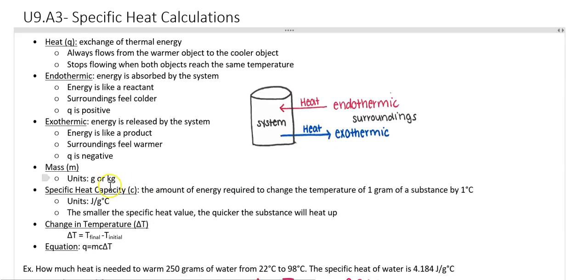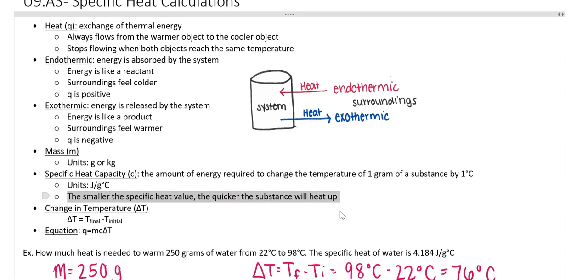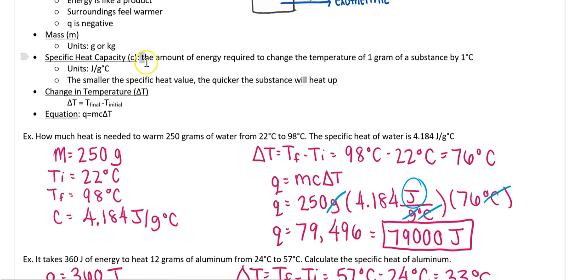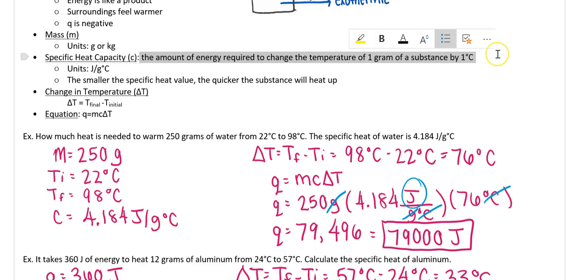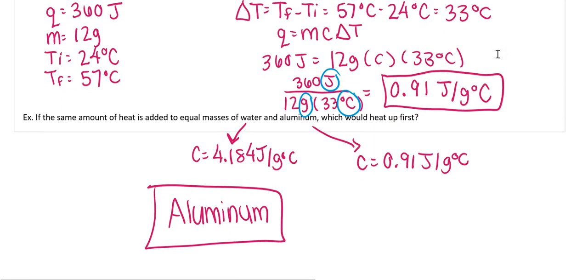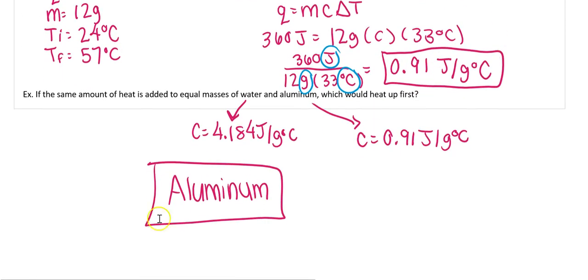Remember we said the smaller the specific heat value, the quicker the substance will heat up. So that should make sense. Specific heat is how much energy does it take? Well, the smaller the specific heat, the less energy we need. The less energy we need, the faster that substance can heat up.